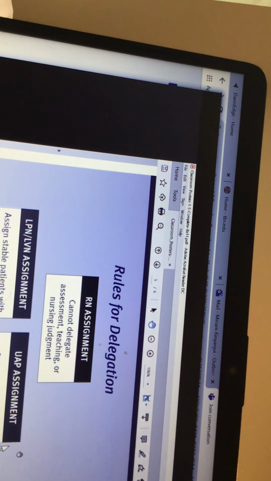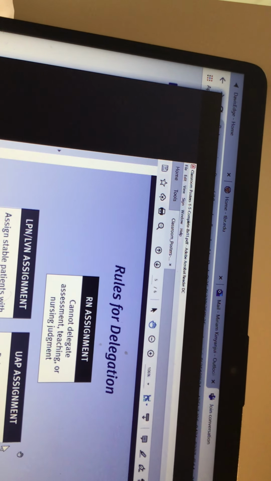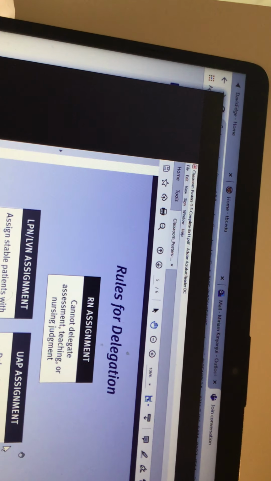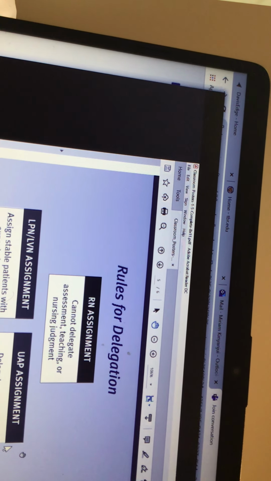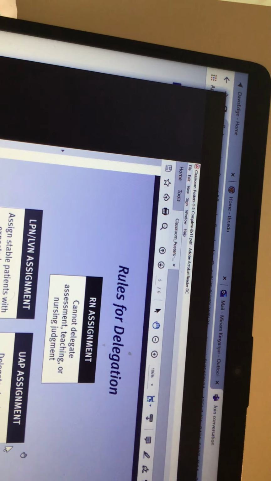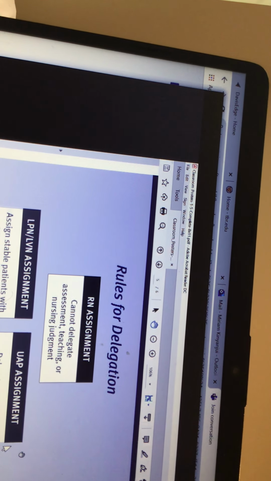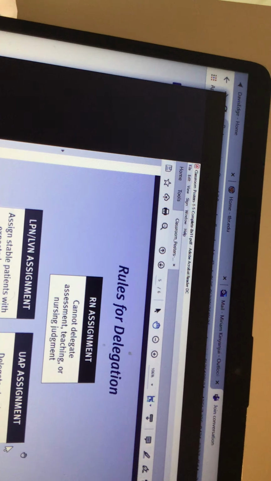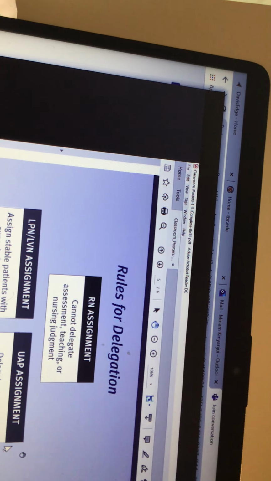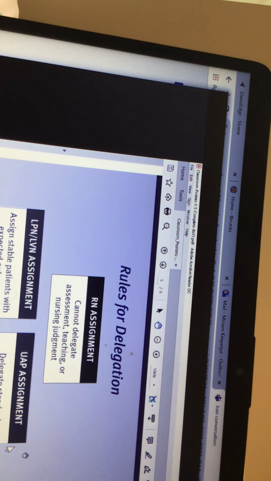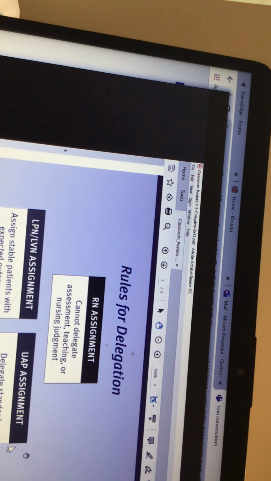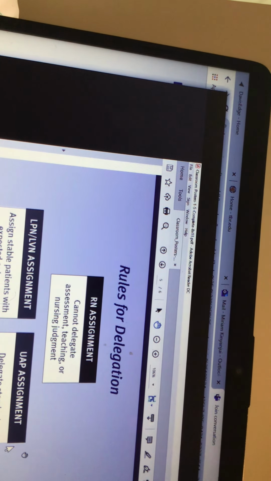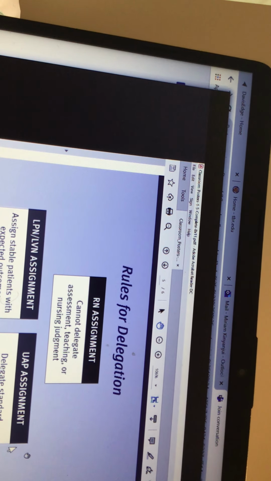An LPN cannot take care of somebody who's getting interferon and who's very sick. There are too many assessments going on. The RN has to take care of that unstable patient. But other than that, the LPN can be assigned to a stable patient with expected outcomes.